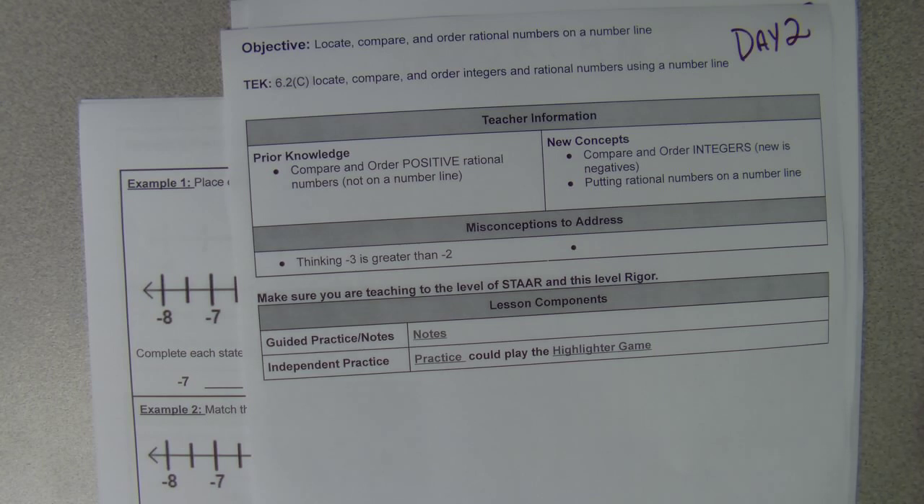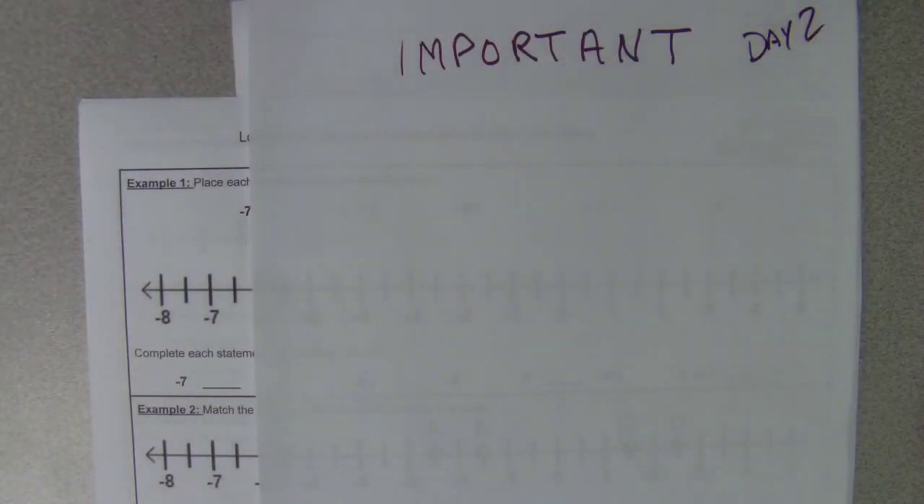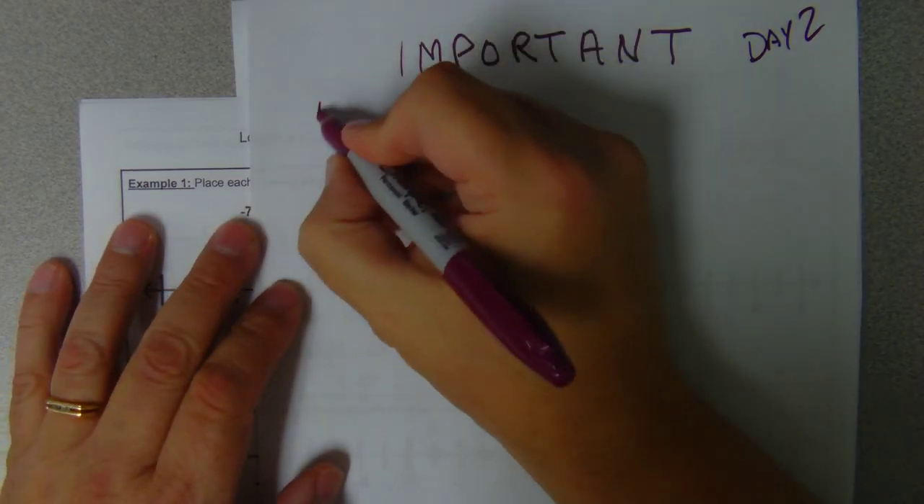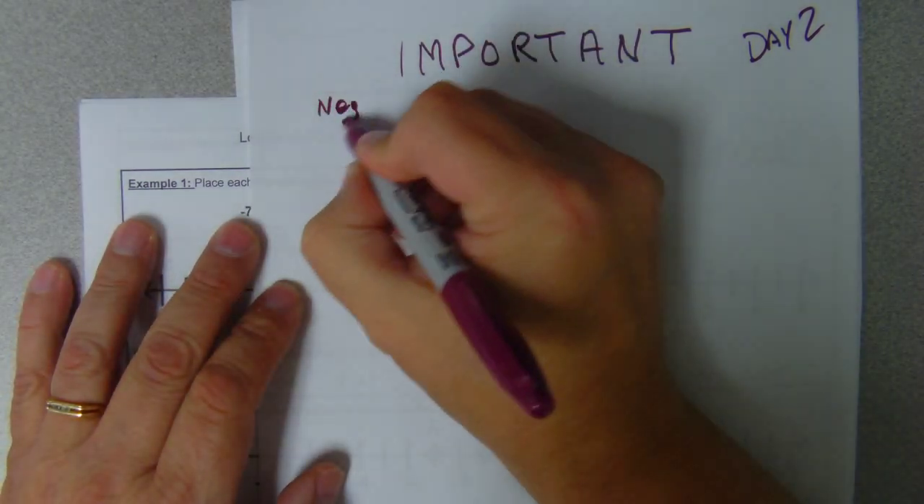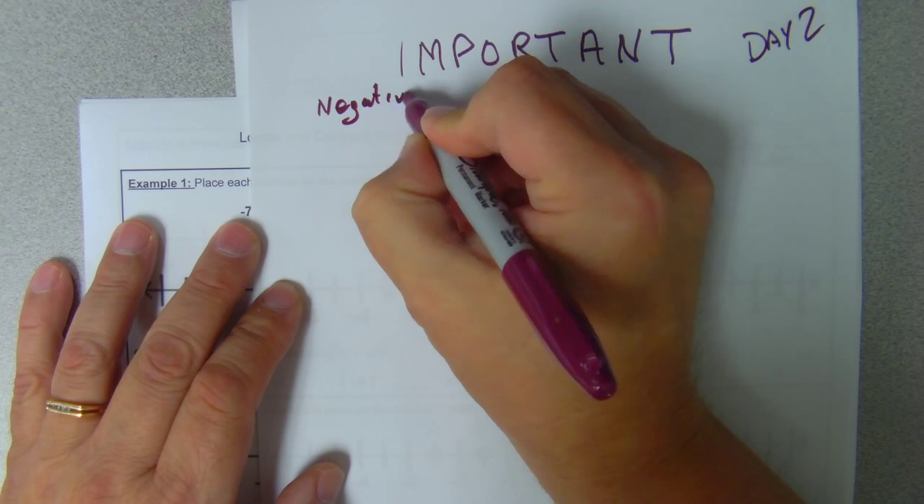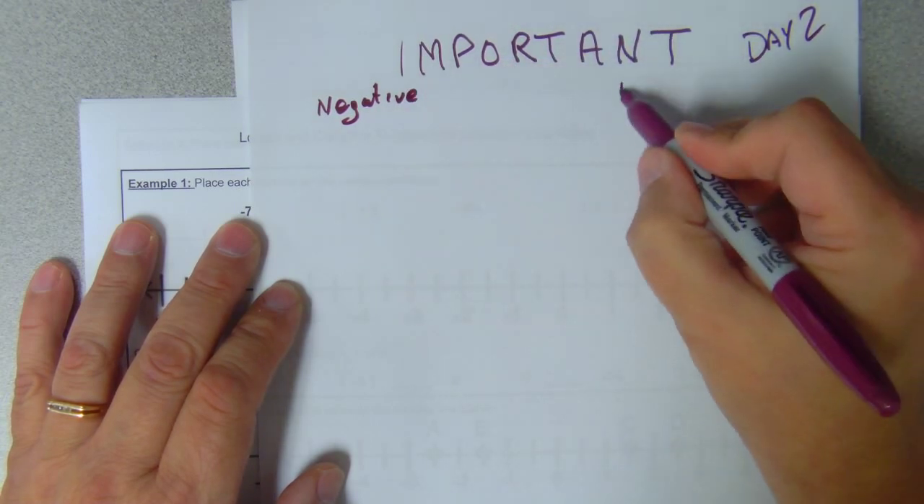Let's get started about locating, comparing, and ordering rational numbers on a number line. But before we do, let's review some important items that we learned yesterday. That there are certain negative numbers and positive numbers.